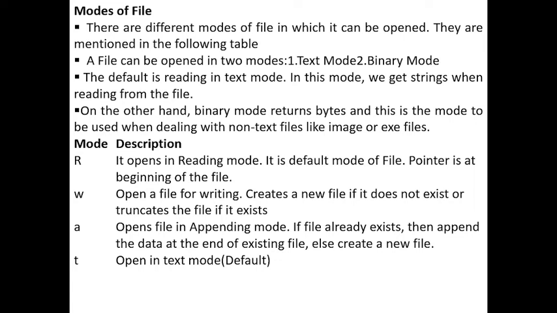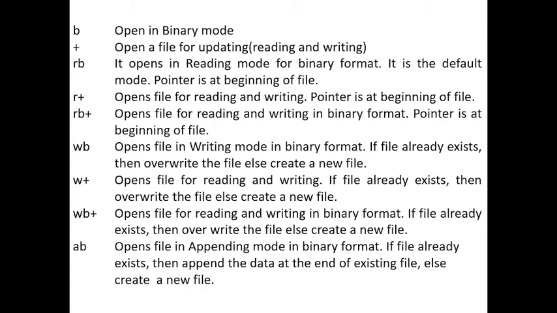So in combination of read, write, append, text and binary, we get different combinations like this. B means binary mode, plus opens the file for updating, reading and writing. R plus is read and write mode with the pointer at the beginning of the file. RB plus is read and write in binary format, with the pointer at the beginning of the file. WB opens a file in writing mode in binary format. If the file already exists, it overwrites the file, else it creates a new file.